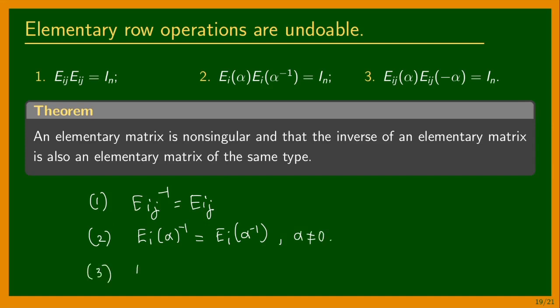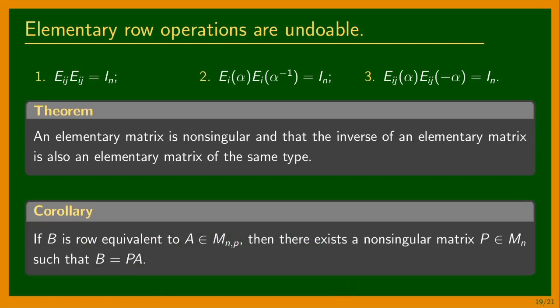And third, when you have the type 3 operation Eij alpha and you want to reverse that, it can be reversed by performing Eij minus alpha. So for type 2, multiplicative inverse; for type 3, additive inverse. Okay? Please remember these formulas as this will become useful later.